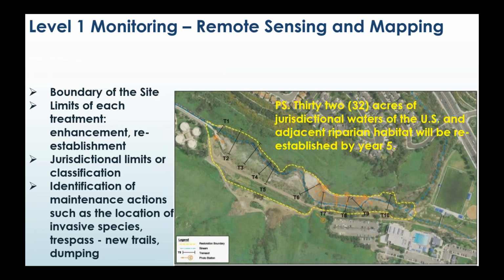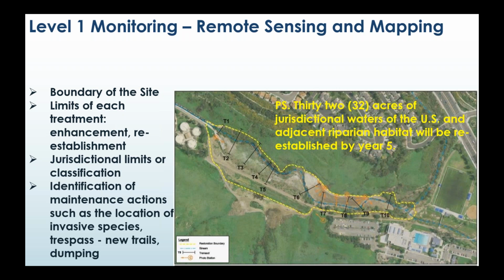Okay, so here's just an example of level 1 monitoring, remote sensing and mapping. You can map the boundary of the site. We all do this, right? But we don't think of it as performance standards potentially. And so this tool is very easy if you have a site that you can't access on a regular basis, or you're looking at invasive species presence, and you have a performance standard that requires you to treat invasive species. In fact, that's my next example, I believe.